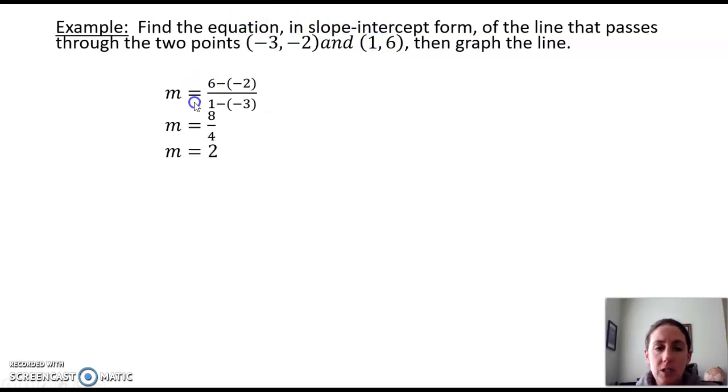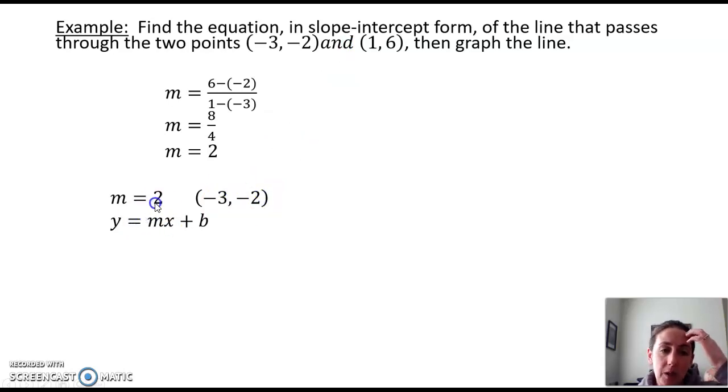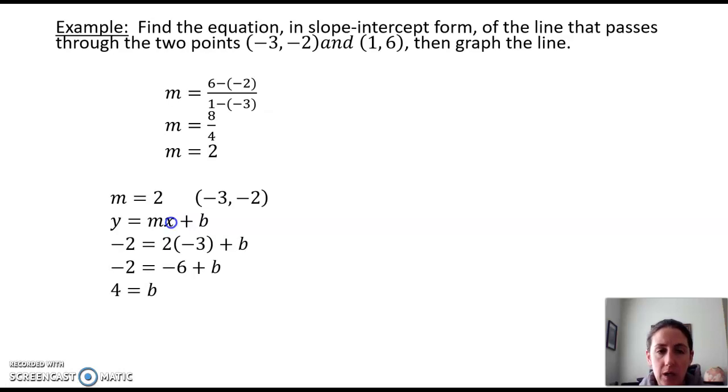And so now we have a slope, but we have 2 points. So we just pick one. So we use negative 3, negative 2. We want y equals mx plus b. We don't have b, but we have a solution point negative 3, negative 2 that works. So I can plug in m equals 2, y equals negative 2, and x equals negative 3, and solve for b to get b is equal to 4. So when I put this together, the equation of this line is y equals 2x plus 4.